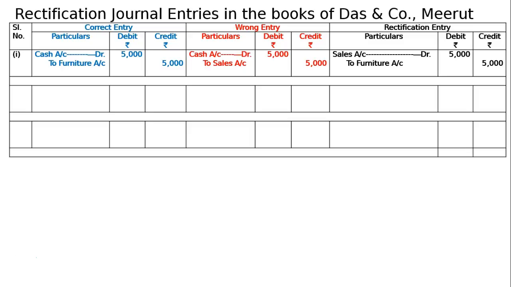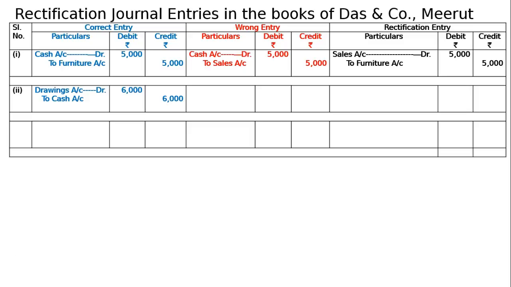The second one is: rent of the proprietor's residence, 6000, was debited to rent account. Out of the business house's cash receipts, we paid rent of the proprietor's residence. That will be drawings account debited to cash account. His private residence is a private expense as per the journal rules. The correct entry is drawings account debited to cash account, 6000. But by mistake, drawings was not debited; rent account was debited. Hence, rent account debited to cash account, 6000.